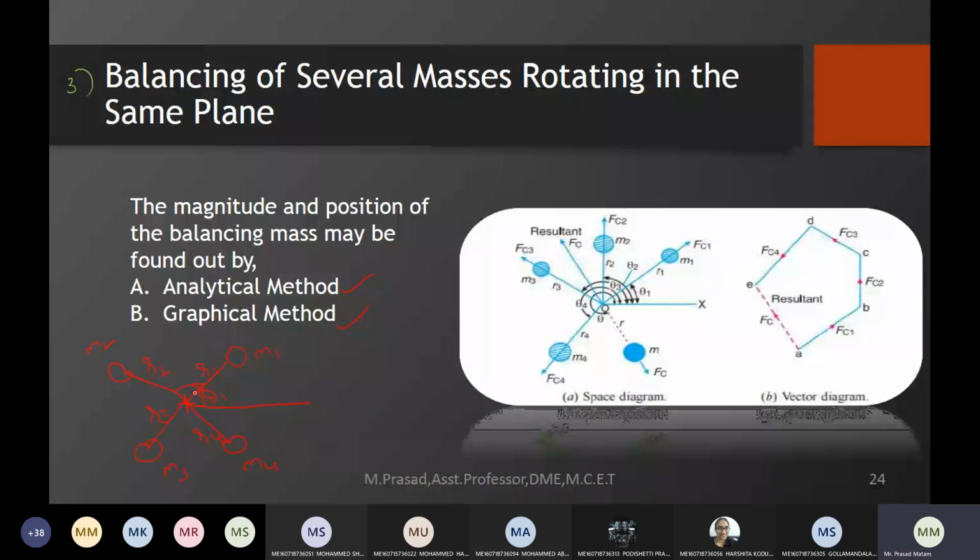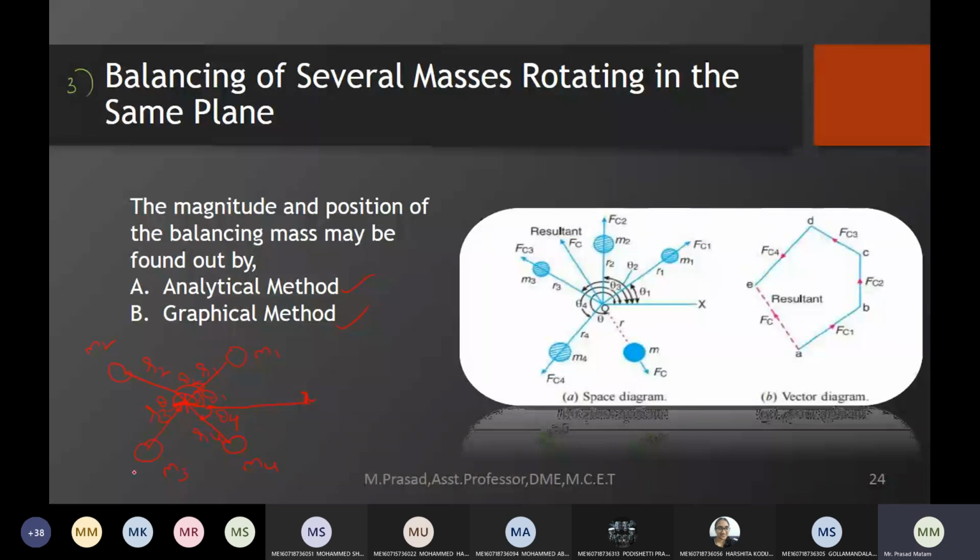With respect to this line, m1 makes an angle theta 1 and m2 makes an angle theta 2. Similarly, with respect to this line, this makes an angle theta 3, and this makes an angle theta 4. With respect to the x-axis, mass m1 makes an angle theta 1, m2 makes theta 2, m3 makes theta 3, and m4 makes theta 4.